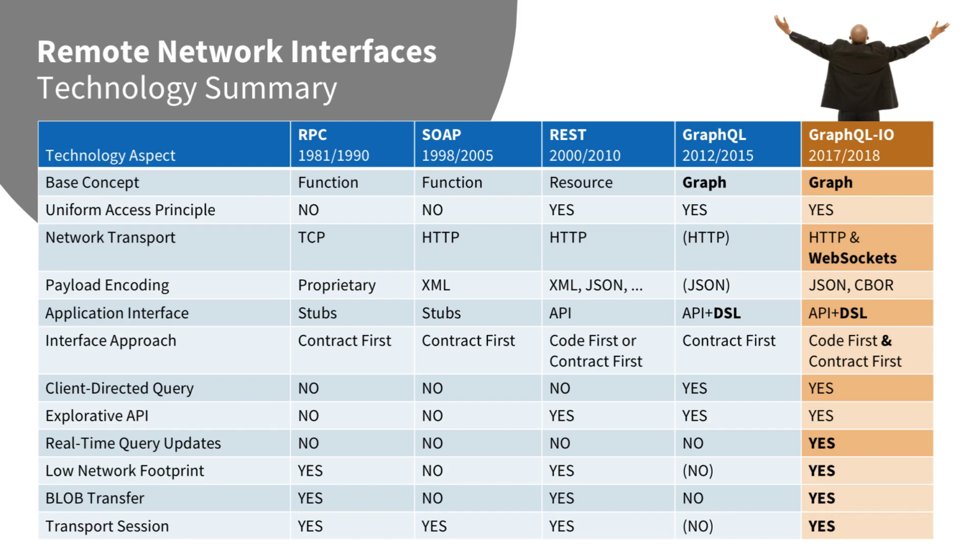The network transport and payload encoding was on the RPC level, proprietary encoding over TCP. SOAP was this horrible XML over HTTP communication. REST started with XML and later, usually in practice, changed for JSON over HTTP. GraphQL is not really tied to HTTP, but when it is done, it is usually also JSON over HTTP. And Graphql-io provides JSON, CBOR, and actually message pack and other things over HTTP and especially web sockets. And this way provides also a bidirectional communication.